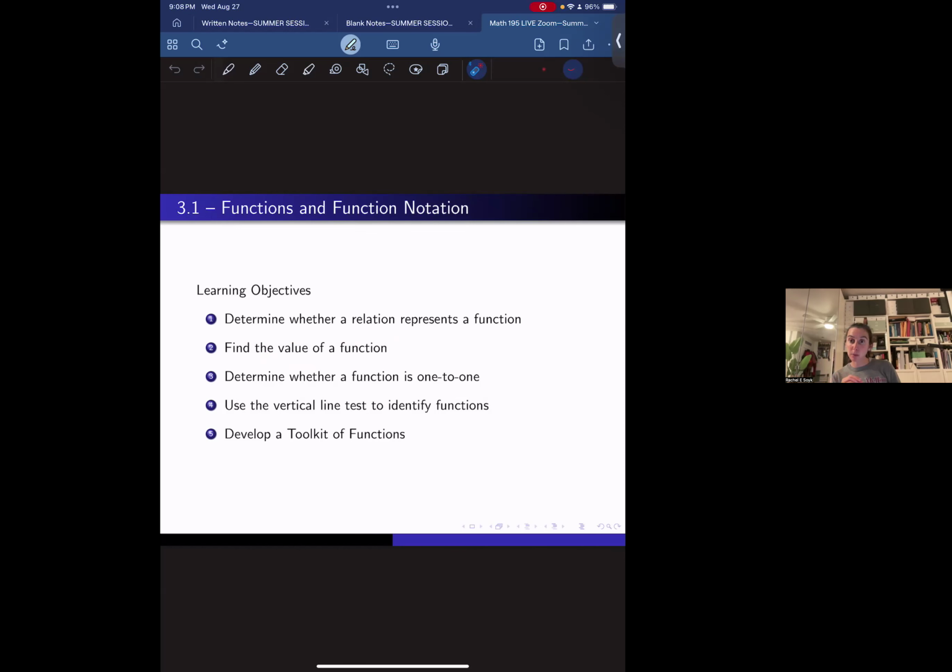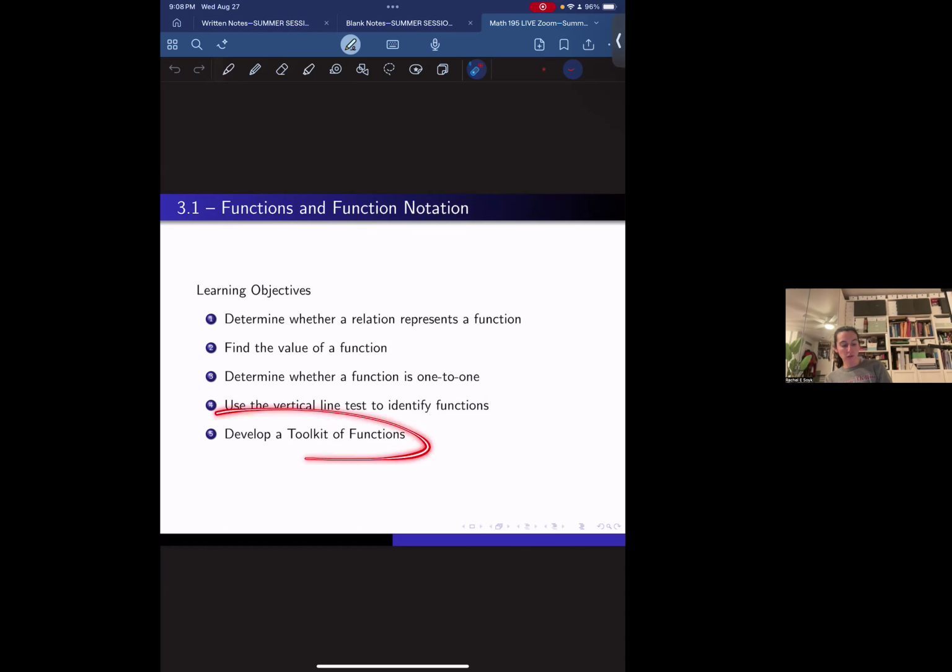Plugging in your input value and spitting out either a numerical output value or an expression as an output. Our third objective is determining whether a function is one-to-one, which is a special type of function. Remember how we can test functions by using our vertical line test, which we'll formalize during this lesson. Well, one-to-one functions are tested using our horizontal line test.